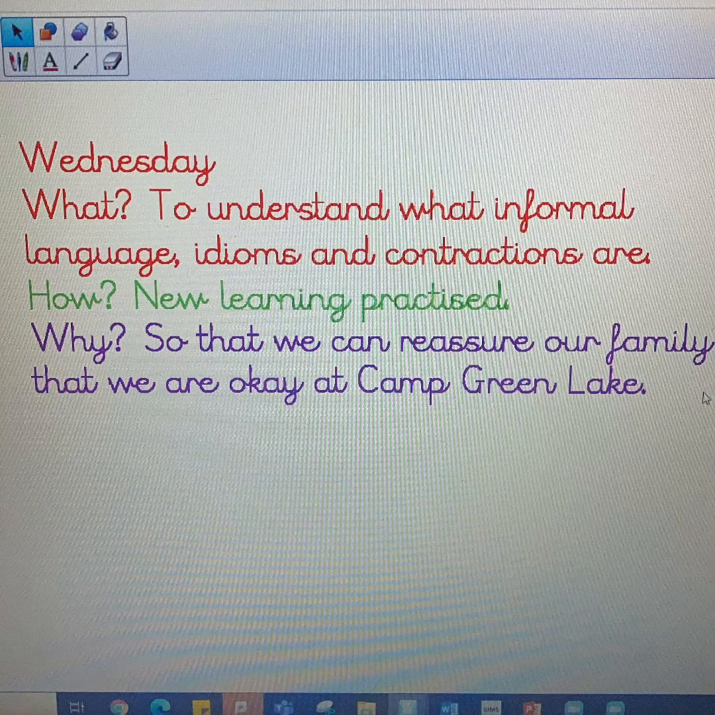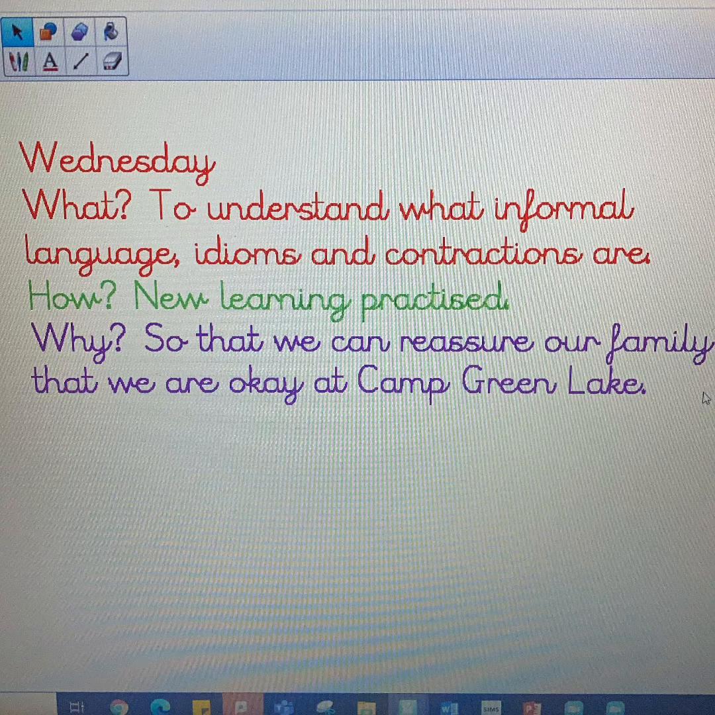Good morning, and here we are for Wednesday's English. So hopefully you have watched Monday's and Tuesday's, so you know that this week we are writing a letter to our friends or family to reassure them that we are okay at Camp Green Lake. Even though actually we're not, and Camp Green Lake is really not that great, but we are kind of pretending that things are okay so that they don't worry about us.